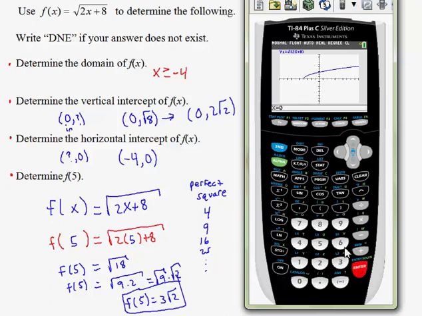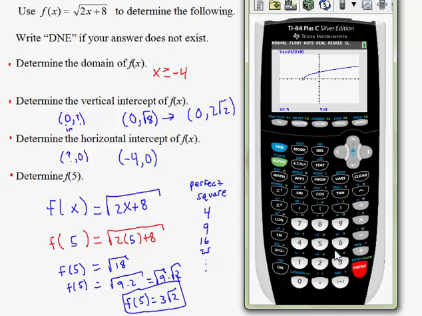The other thing that would be clear is if I was to press trace and type 0, enter, I would get 2.828, which is the decimal equivalent to the square root of 8. You could go to your home screen now and type square root of 8 or 2 square roots of 2 and verify that that is indeed the vertical intercept. Notice we already verified the horizontal intercept. That was when I pressed trace and typed in -4. Right there I saw that at -4, 0 is indeed where the graph crosses the horizontal axis.